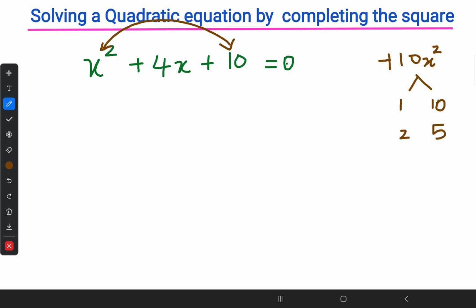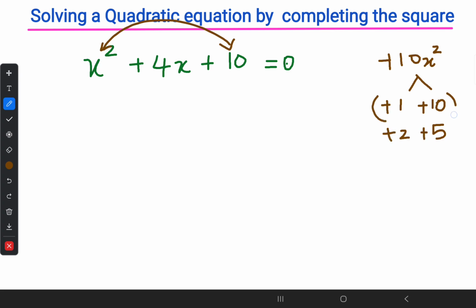So look at here, 1 plus 10 or 1 minus 10 will give you 9. 2 plus 5 is 7, 2 minus 5 is 3. But neither of them will give you positive 4 as a sum. Think about it. Since the middle member is positive, it should be positive. And the multiplicand is positive, so the other number would be positive as well.